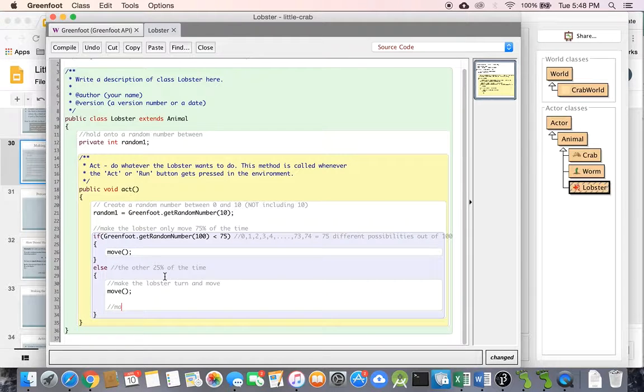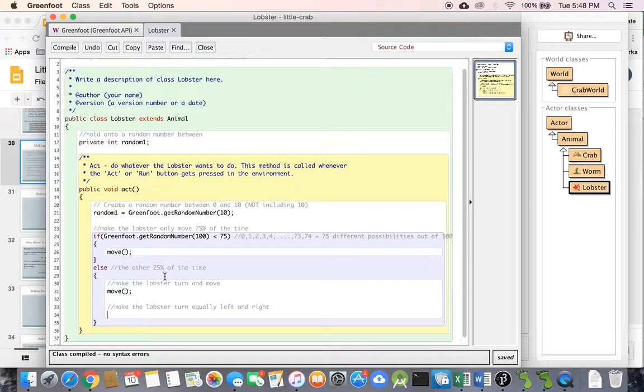So make the lobster turn equally left and right. So when we're talking about this, we mean 50-50, okay? So 50% of the time right, 50% left.